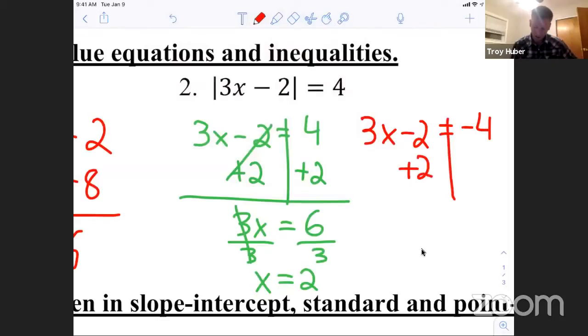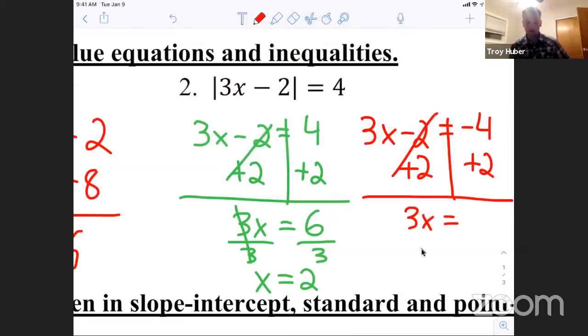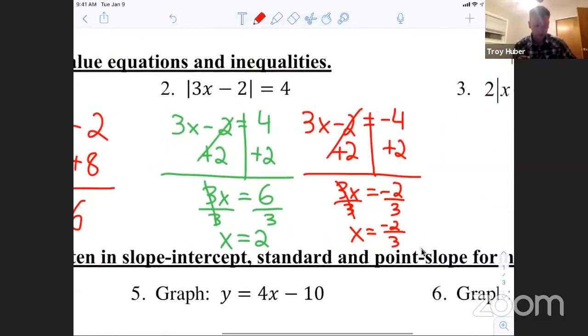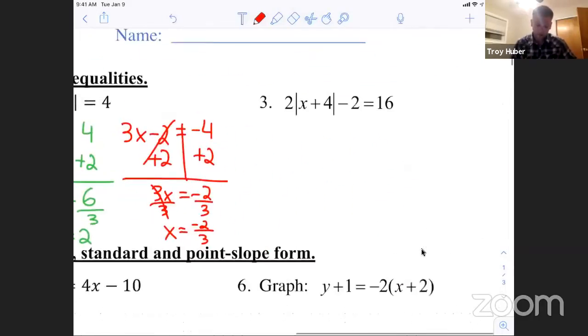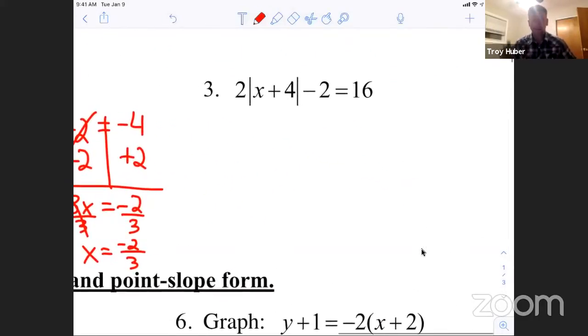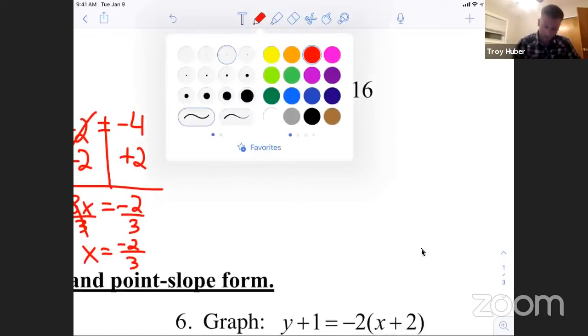I'm going to add 2 to both sides again. I get 3x is equal to -4 plus 2, which should give you a -2. Divide each side by 3. X should be equal to -2/3. So these would be our two solutions for number 2. All right, number 3, we get a little bit trickier. Same idea though.